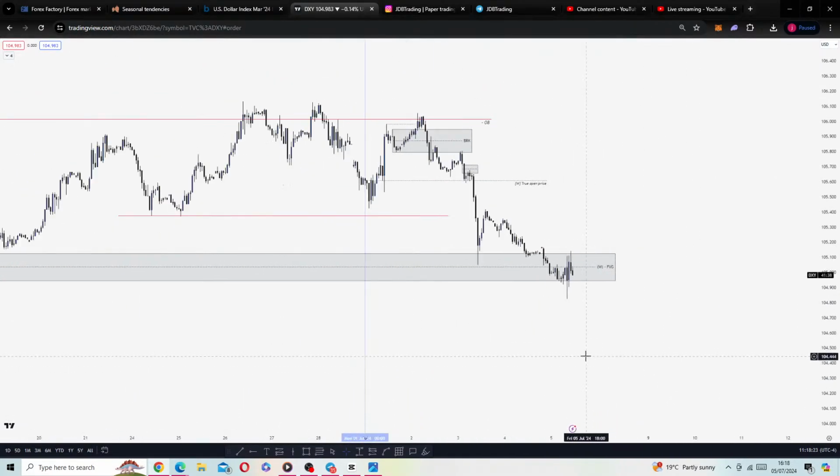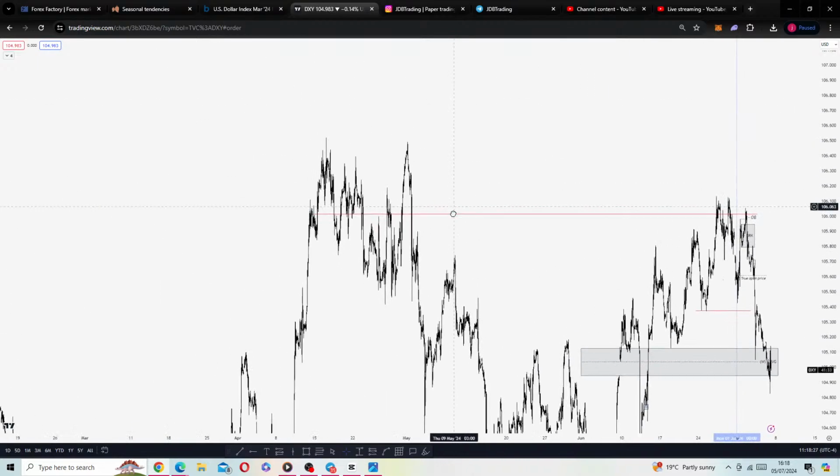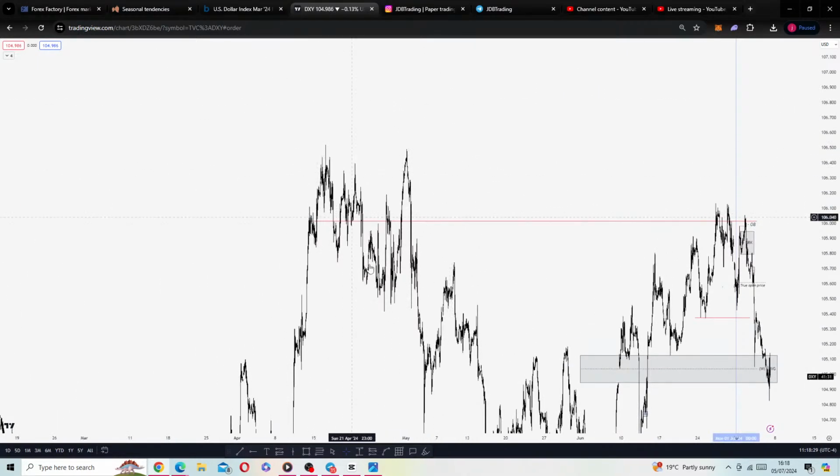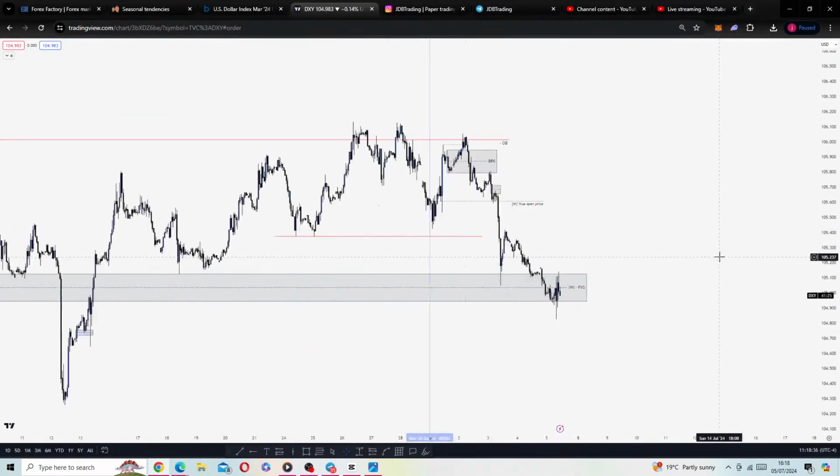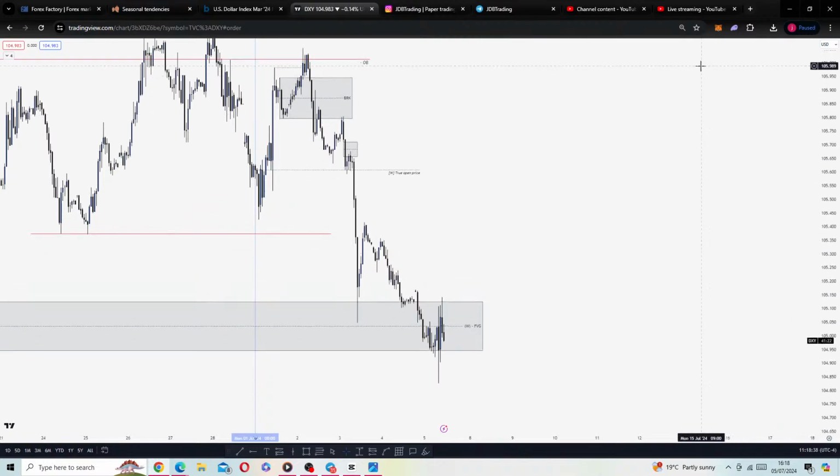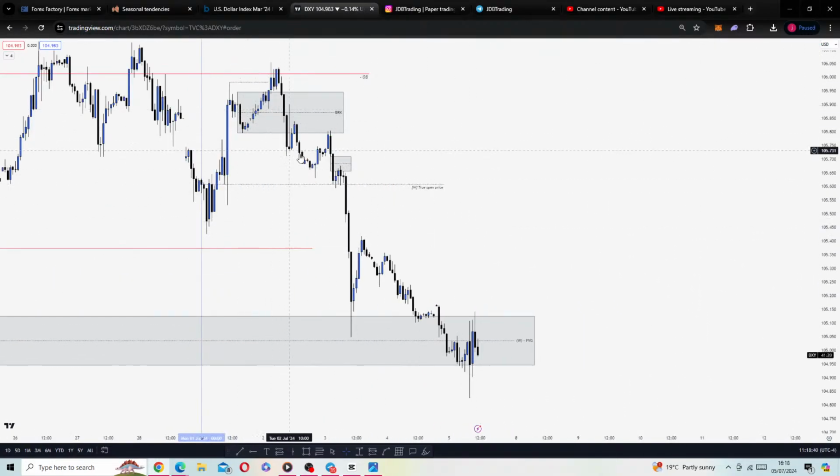However, it would be nice to stay above this and go higher, because I'm still macro bullish bias, and take out these equal highs right here. This is what I'm thinking, maybe potentially next week, week commencing. But yeah, any trades above the weekly open price into this internal range liquidity is a good price.